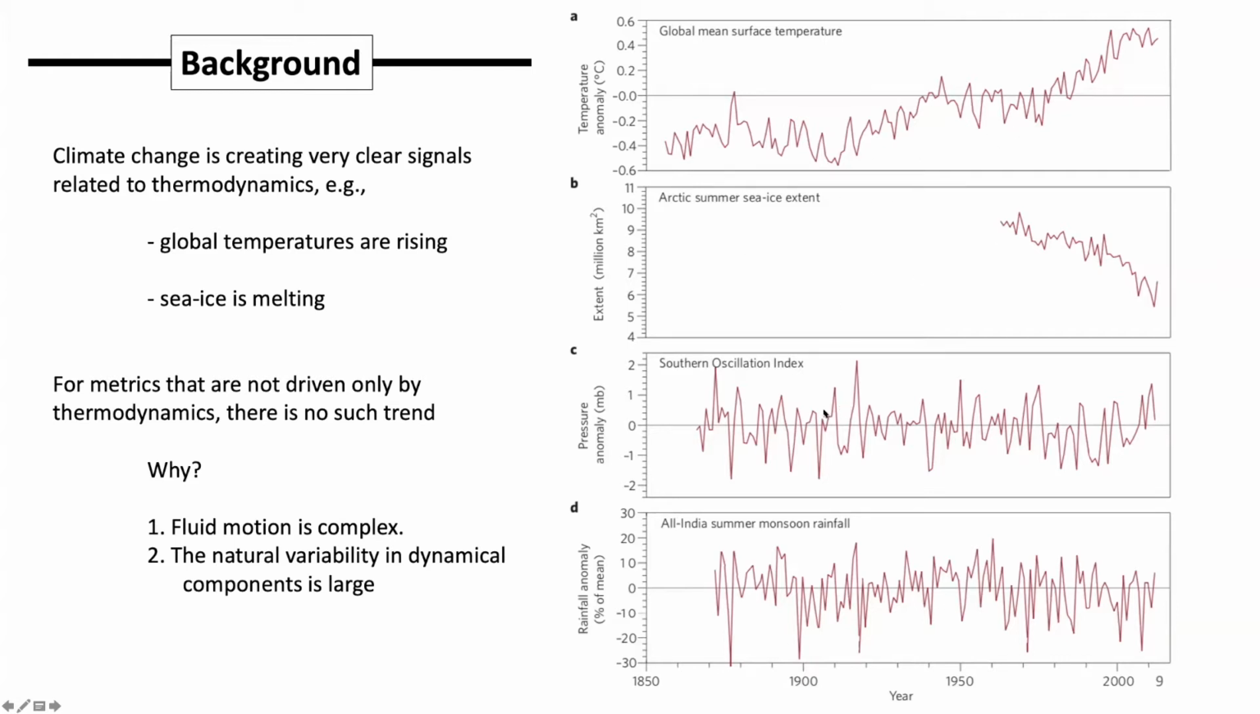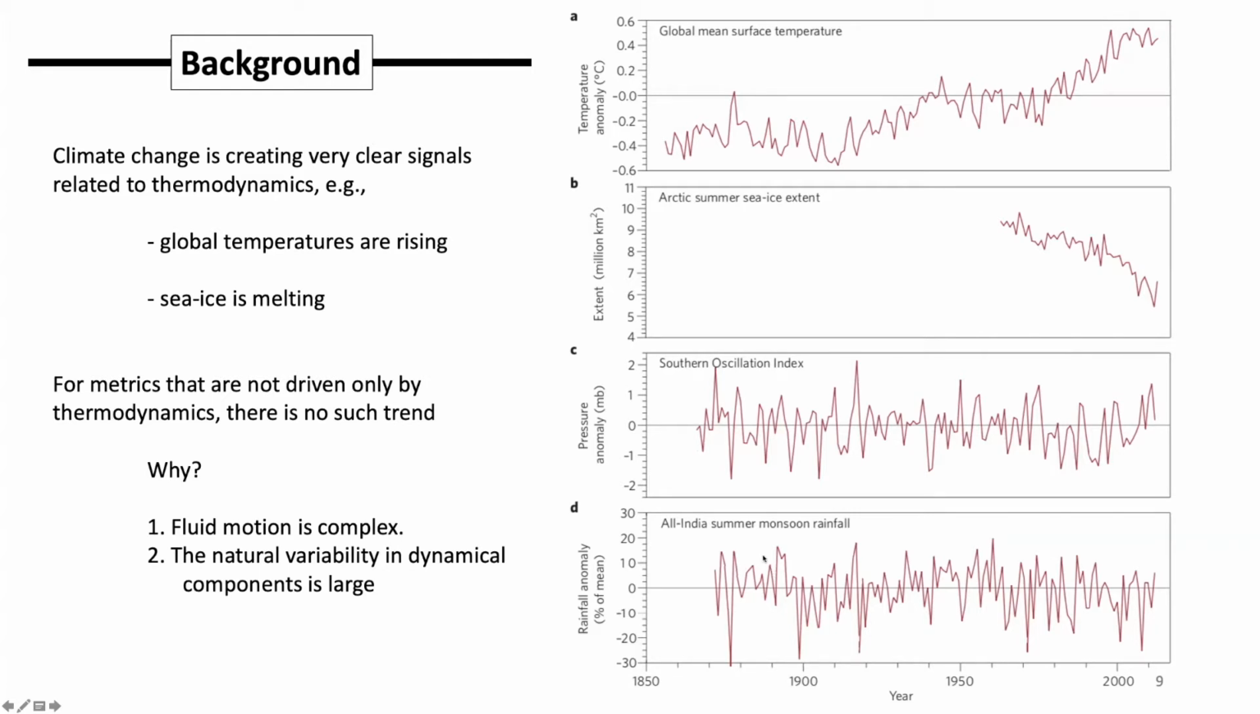But if instead we say, well, have the dynamics been changing? One of the things we can look at, referred to as the Southern Oscillation Index, is the difference in pressure between an island in the Pacific and Darwin, Australia. And that pressure difference gives you an idea of how the dynamics of the tropical Pacific is varying. And what you see there is not a lot of trend, right? There's a lot of variability, but there's no long-term trend.